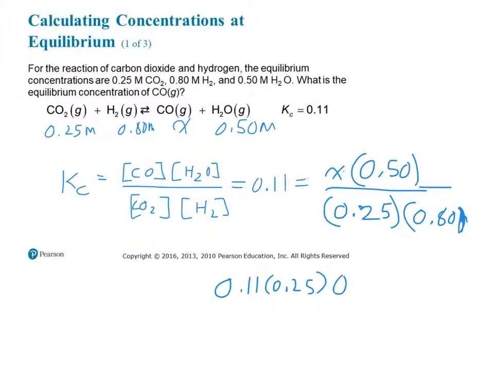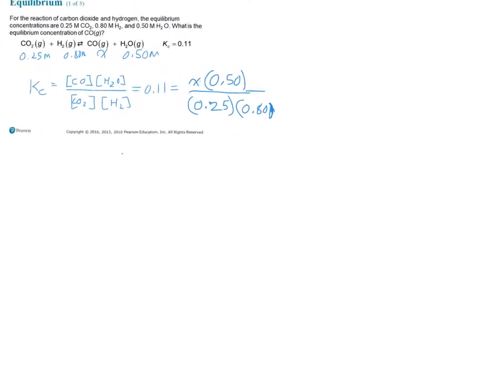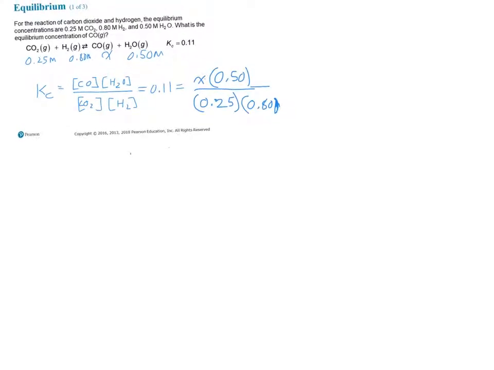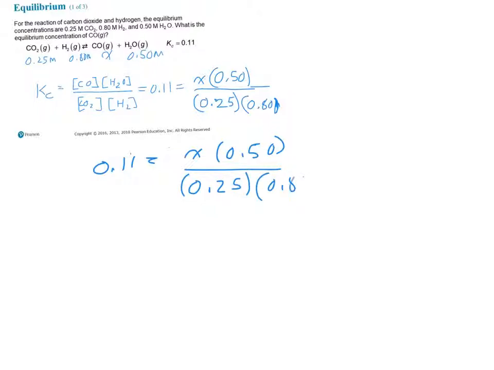And let me expand upon the algebra a little bit, because I know people like it when I do algebra in detail. So I'm going to scrunch this up here so I can do my algebra in a little bit more detail. I've got 0.11 equals x times 0.50 divided by 0.25 divided by 0.80.